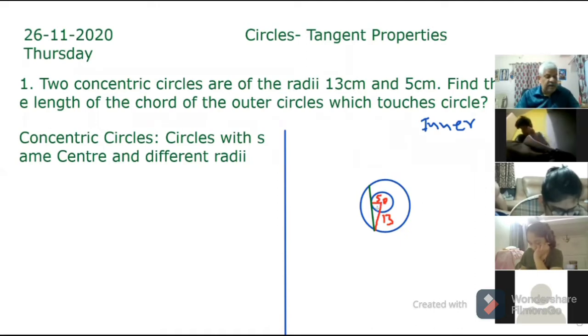Now, what are all the considerations we have to take? First, observe dear children, here this radius, and for this chord I give names. This I call A, and here P, and this one B.